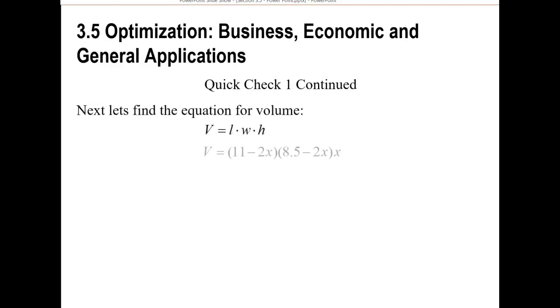So our volume again is length times width times height. So 11 minus 2x, 8.5 minus 2x times x. Foil all that out and distribute the x. Gives me this.